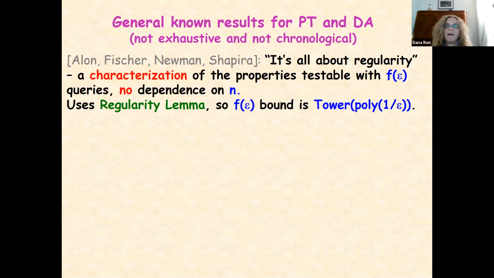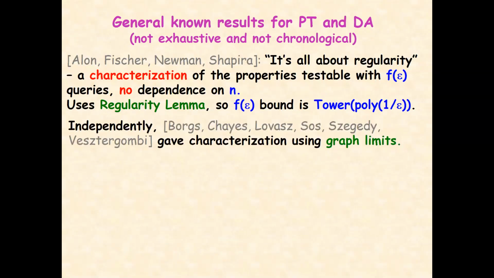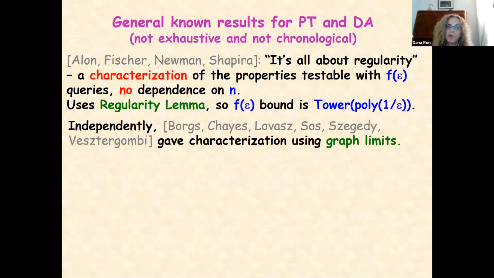Some of the properties that I'll mention actually have better complexity, like colorability. Let's even start with bipartite. You want to know whether the graph is bipartite or far from bipartite. Or you want to know whether it is triangle free or not triangle free. These are two basic examples that will also come up as we go along. And I'll mention there was an independent result that also got a characterization using graph limits.